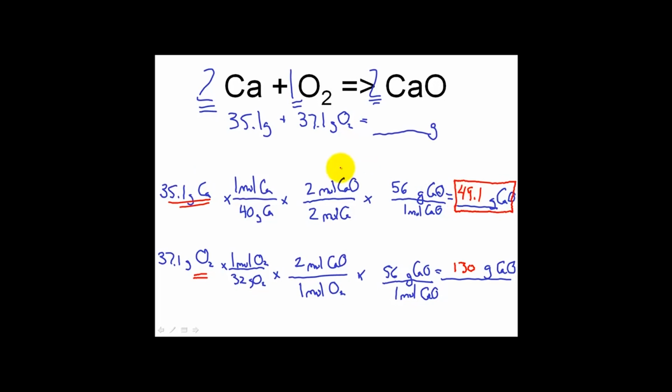And once calcium is used up, the reaction stops. So the reaction stops after 49.1 grams of calcium oxide is made. So calcium becomes my limiting reactant, limiting the amount of calcium oxide I can make. Likewise, oxygen is going to be left over. So we're going to call it the ER, also known as the excess reactant, because it has the potential of making 130 grams of calcium oxide.